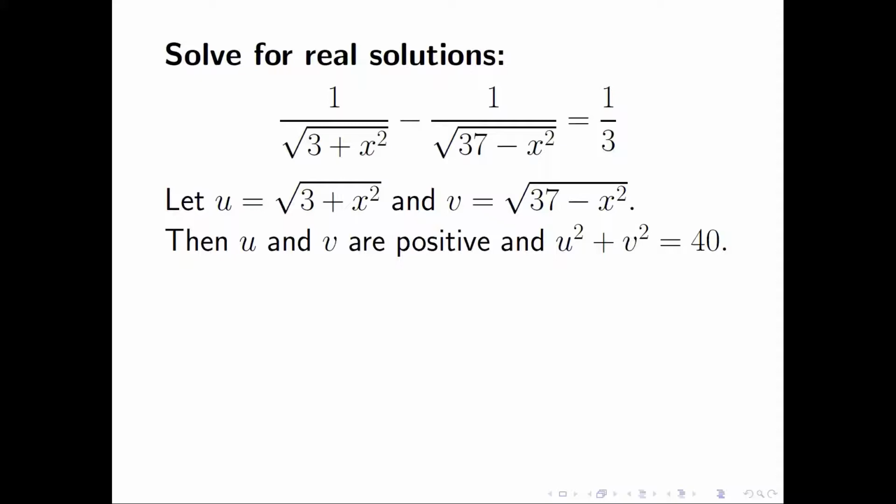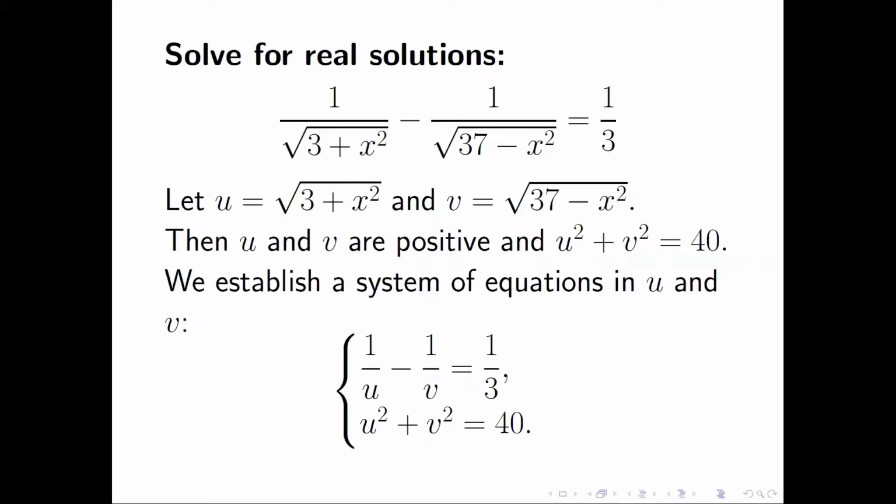We also notice that both u and v are positive because they are square roots. Then we establish a system of equations in u and v. 1 over u minus 1 over v equals 1/3. This is the original equation. And u squared plus v squared equals 40. From here, we can definitely solve for u in terms of v from the first equation and make a substitution. We are going to end up with a fourth order equation.